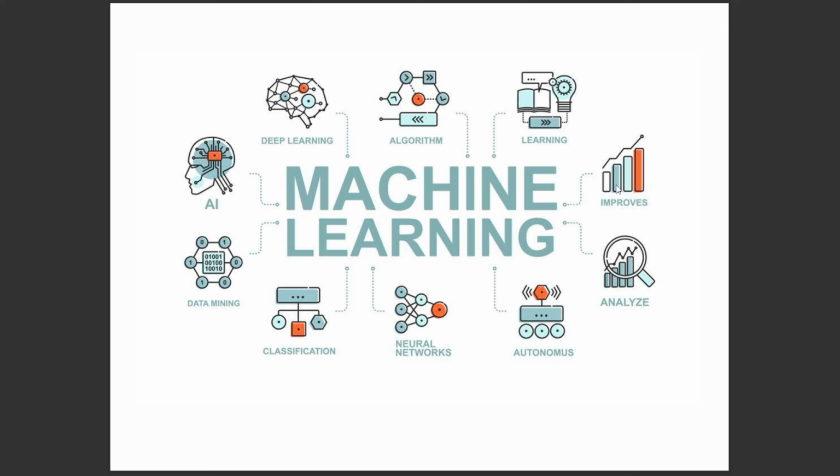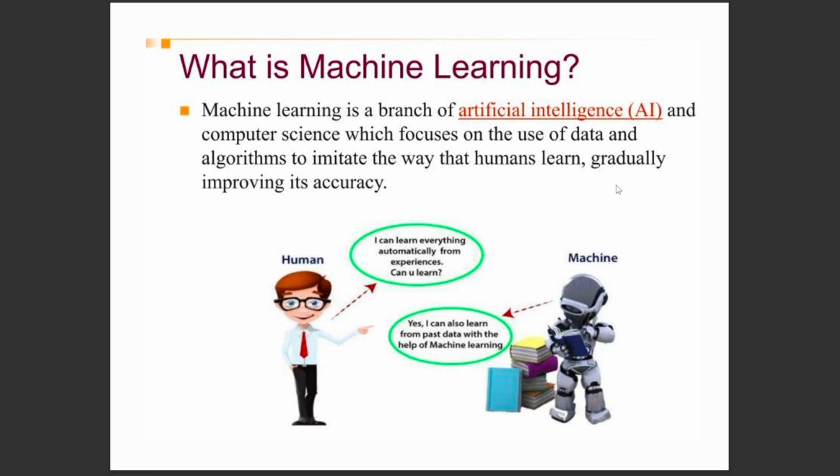Machine learning is a branch of artificial intelligence and computer science which focuses on the use of data and algorithms to imitate the way that humans learn, gradually improving its accuracy. Just like a human can learn everything automatically from experiences, in machine learning we give data and the machine predicts. The machine learns from our given data, and then it predicts the future. There are different examples of machine learning, just like movie recommendations based on our previous data. This type of application we can build with machine learning.